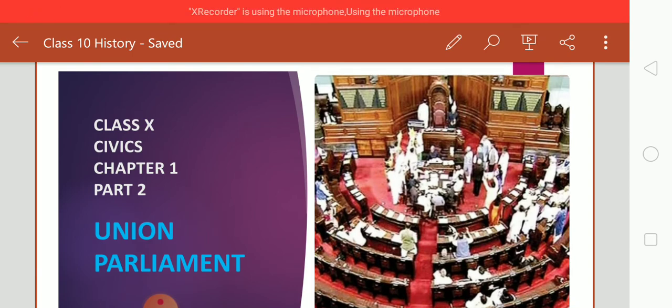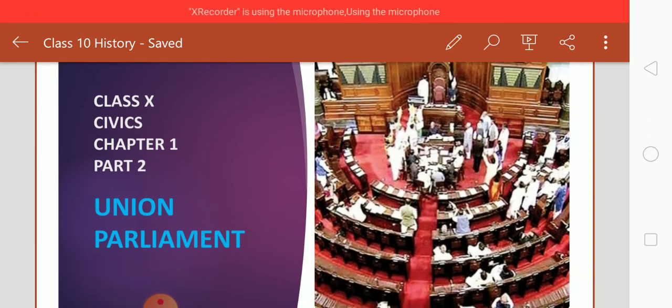Today, we are going to discuss about some parliamentary procedures. Under this heading, Parliamentary Procedures, we have to study some of the formalities followed in the Union Parliament, that is in both the houses of the Indian Parliament. Here we are going to study some of the important terms and their meanings with examples.